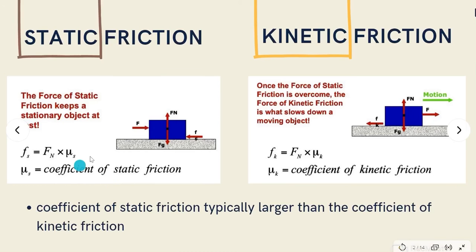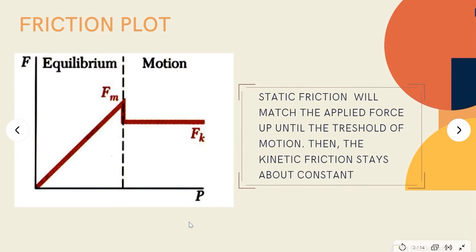Here we can see the formula for static friction, which is Fs equals Fn, the normal force, times μs, the coefficient of static friction. And here is the formula of kinetic friction, which is Fk equals Fn, the normal force, times μk, the coefficient of kinetic friction. And here we can see the coefficient of static friction is typically larger than the coefficient of kinetic friction. This plot illustrates the standard model of friction.